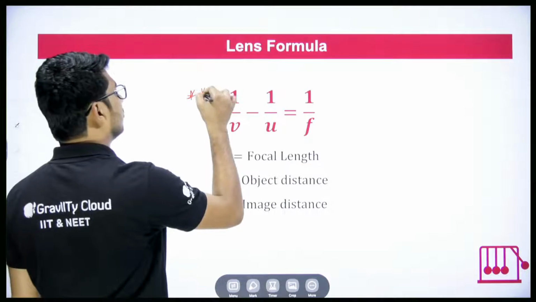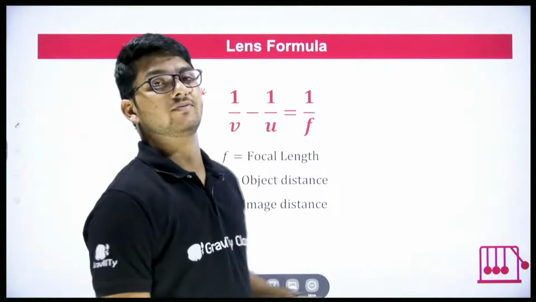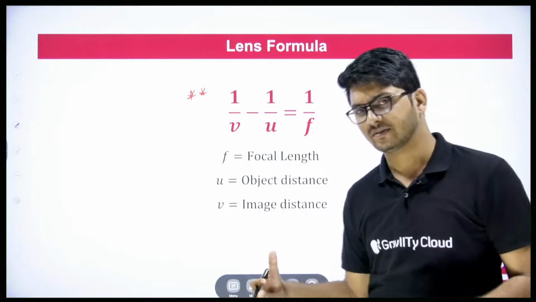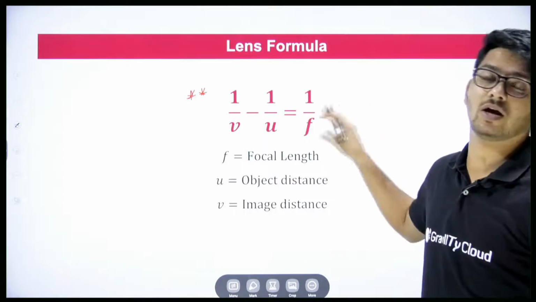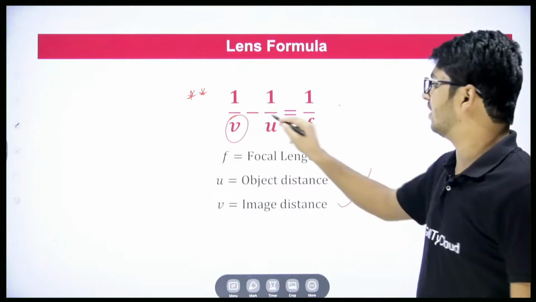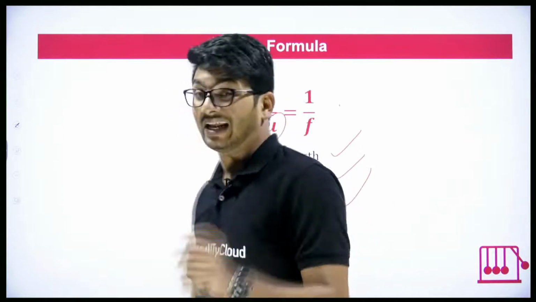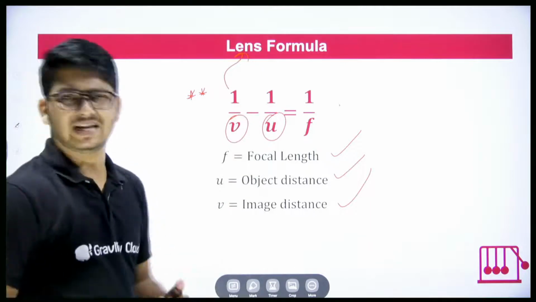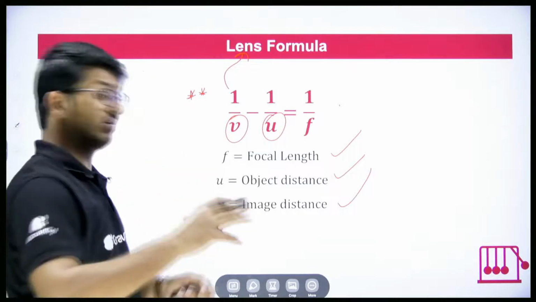So this here is the formula. 1 by V minus 1 by U is equal to 1 by F. Sir, what about derivation? We'll do that in a separate class, the next class, separately. But for now, we'll only understand this. We'll look at how to use this formula. Here, what is V? V is image distance. What is U? U is object distance. What is F? F is focal length. And when you use this formula, it is used for a lens. You can use it for any lens, for a convex lens, for a plano-convex, concave, plano-concave, concavo-convex, convexo-concave.